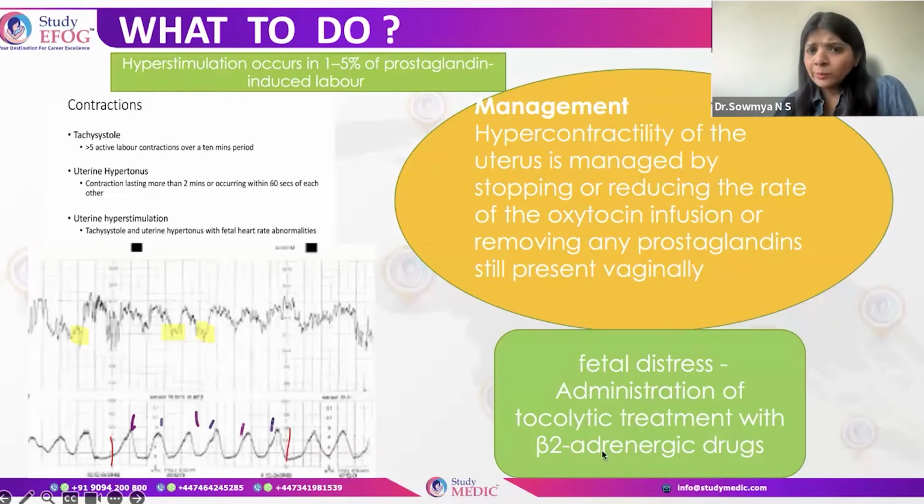Obviously, for this, what do you do? You look for whether she's on oxytocin therapy; you have to stop it. If she's on any prostaglandin delivery system, you have to remove that and give a tocolytic as well.